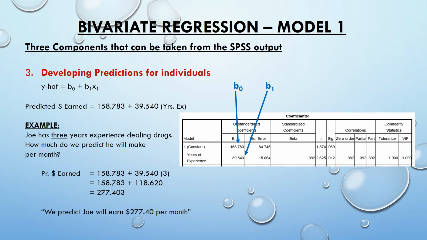If we solve that out, we can predict that Joe will earn $277.40 per month based upon this particular regression model. And that's in a nutshell how regression works.